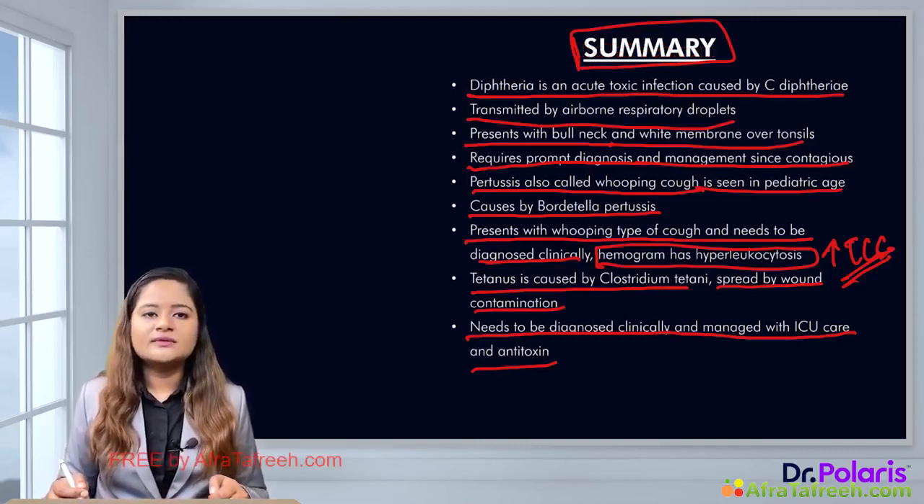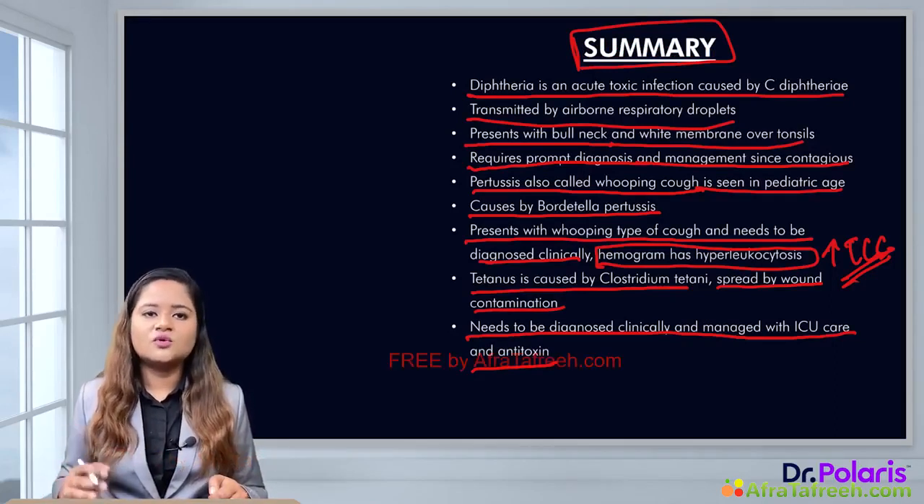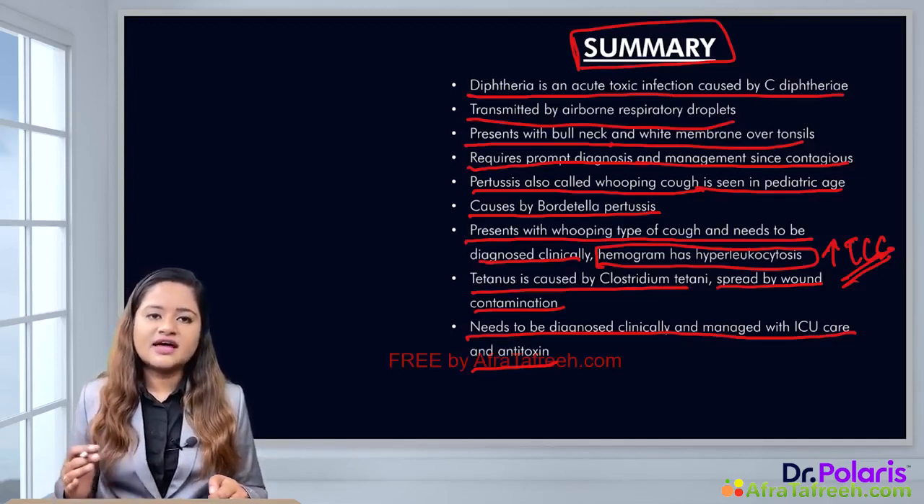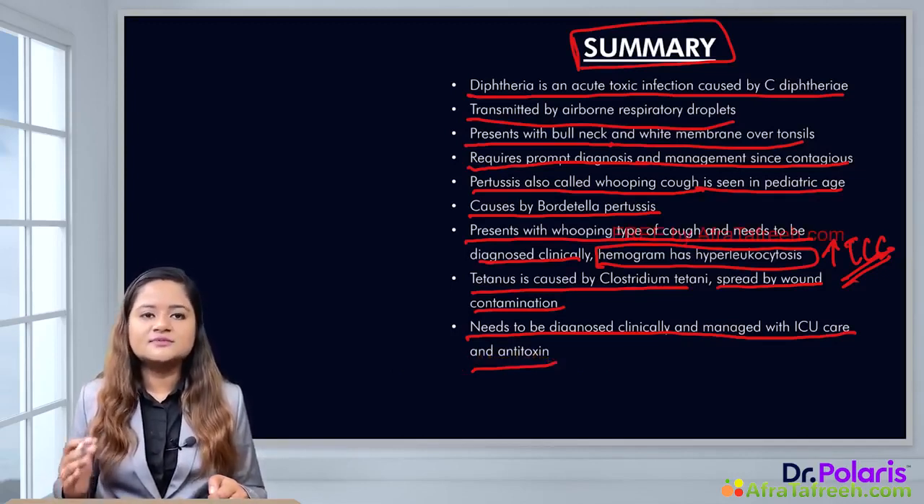So that is how we can prevent these diseases by a good immunization coverage. However, we should also know the clinical features and the presentation of these diseases because in unvaccinated individuals it can still present inside the country. So the classical clinical presentations and the basic treatment is definitely very important for diphtheria, pertussis and tetanus.